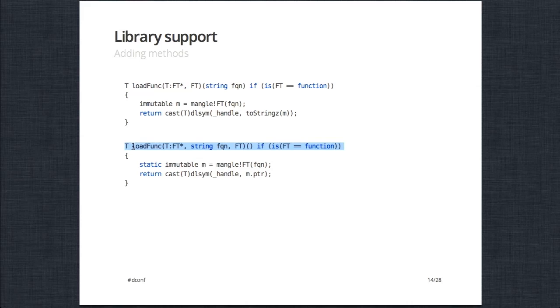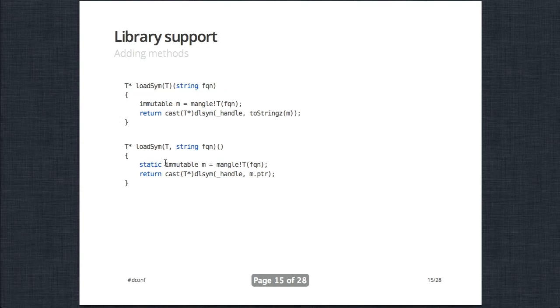There's another overload which takes the fully qualified name as a template argument, so you can avoid the allocation. The static is the important point here. You avoid the allocation of the mangled name because it's a compile-time executable function, and it might be useful if you know the name of the function in advance.